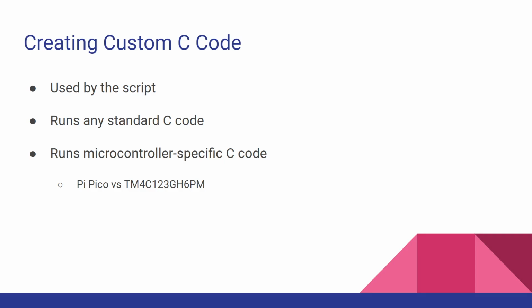So now that we've seen how the script works, we want to talk about what the script actually does. Creating custom C code is something that the user or our backend is able to do and use the script to execute it. This can run any standard C code as well as any microcontroller specific C code, which is the main point with the emulator.